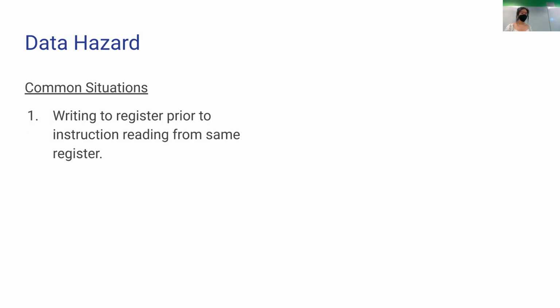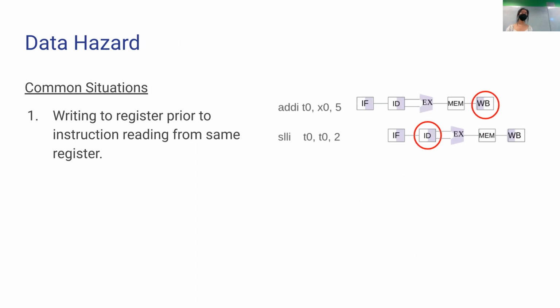And a data hazard: writing to a register prior to an instruction reading from that same register. An example of this is if you have add T0, X0, 5, we're supposed to have 5 in T0, but that only happens when write back happens, which is on the 5th stage. But then we have the shift left by 2, depending on that value that should have been a 5, but probably is not a 5.